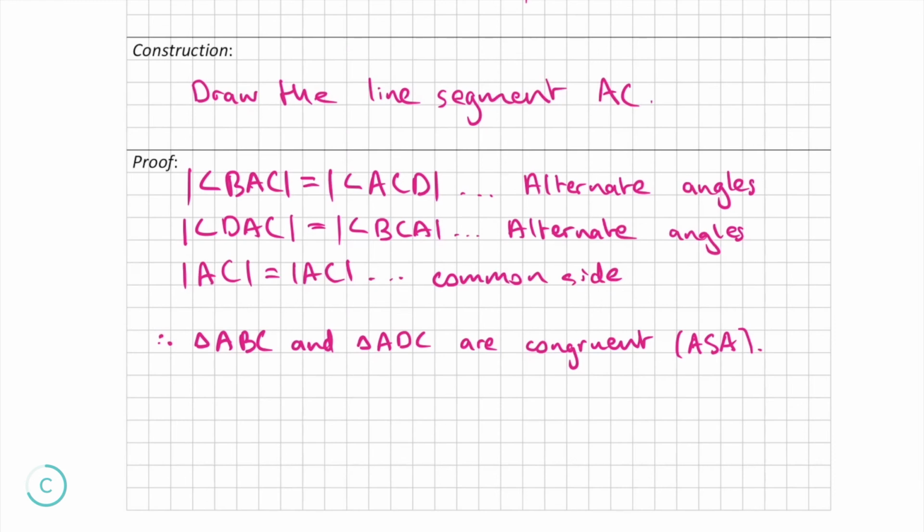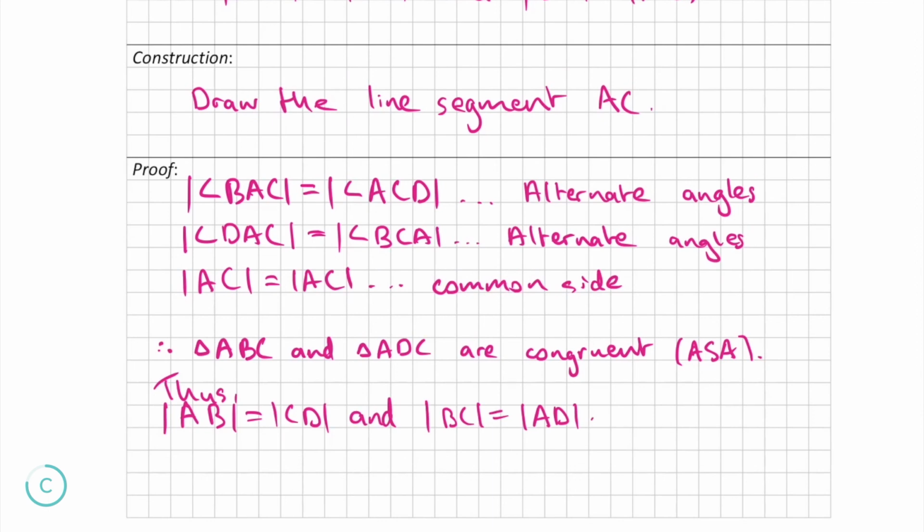Here's one way this statement can be written. As a result of these 3 pieces of information, we can say that the triangles ABC and ADC are congruent because they both share 2 angles and a side. Because the 2 triangles are congruent, this means that the corresponding sides are the same length. So AB is the same length as CD and BC is the same length as AD, which is what we are looking to prove. It's good practice to write the letters QED at the end of all your proofs.